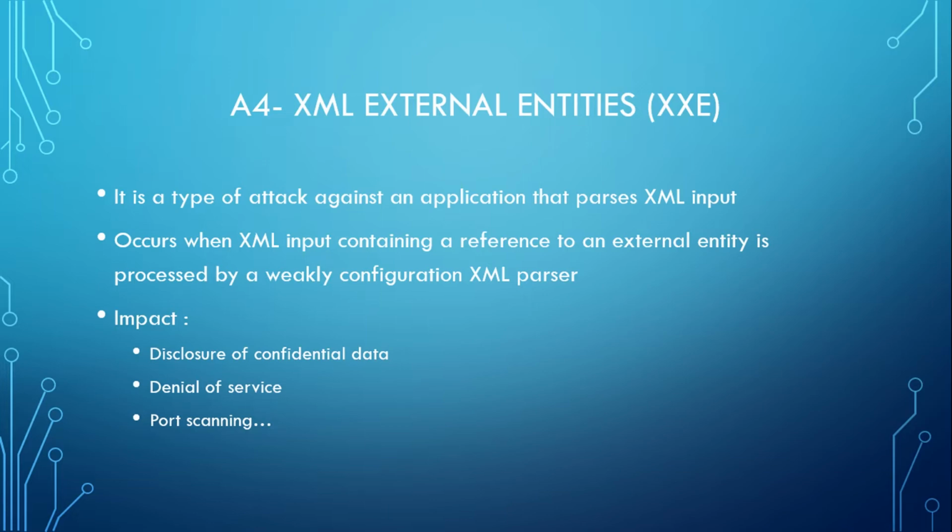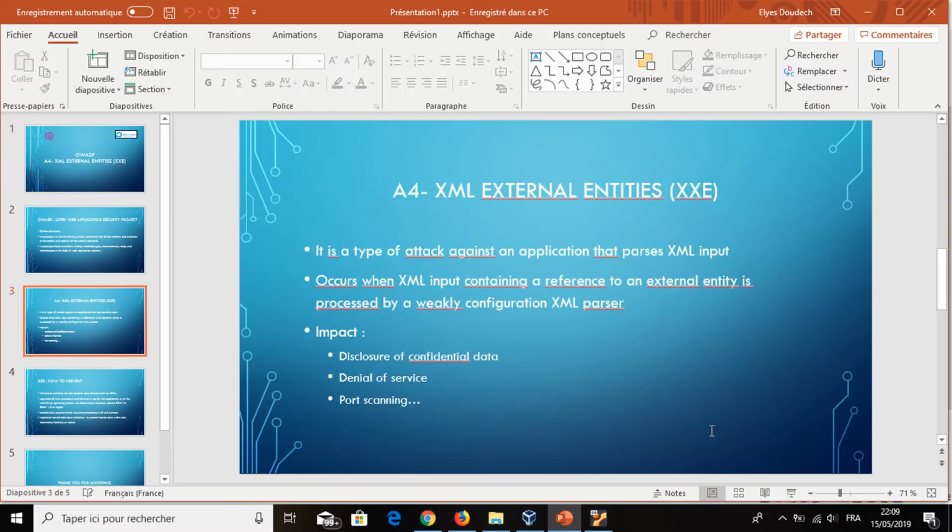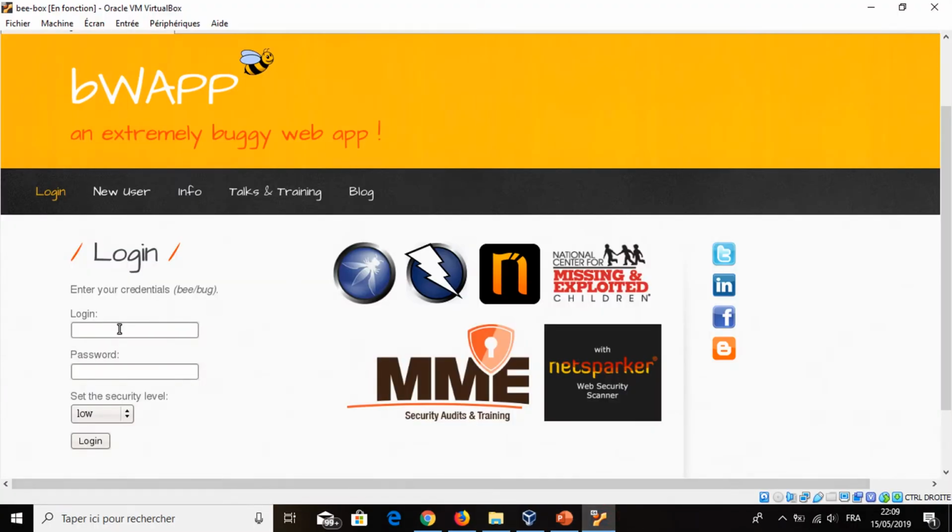the XXE. The XXE is a type of attack against an application that parses XML input. It occurs when XML input containing a reference to an external entity is processed by a weakly configured XML parser, and that can result in a disclosure of confidential data, denial of service, port scanning, and so on. Now I will show you an example of an XXE attack.